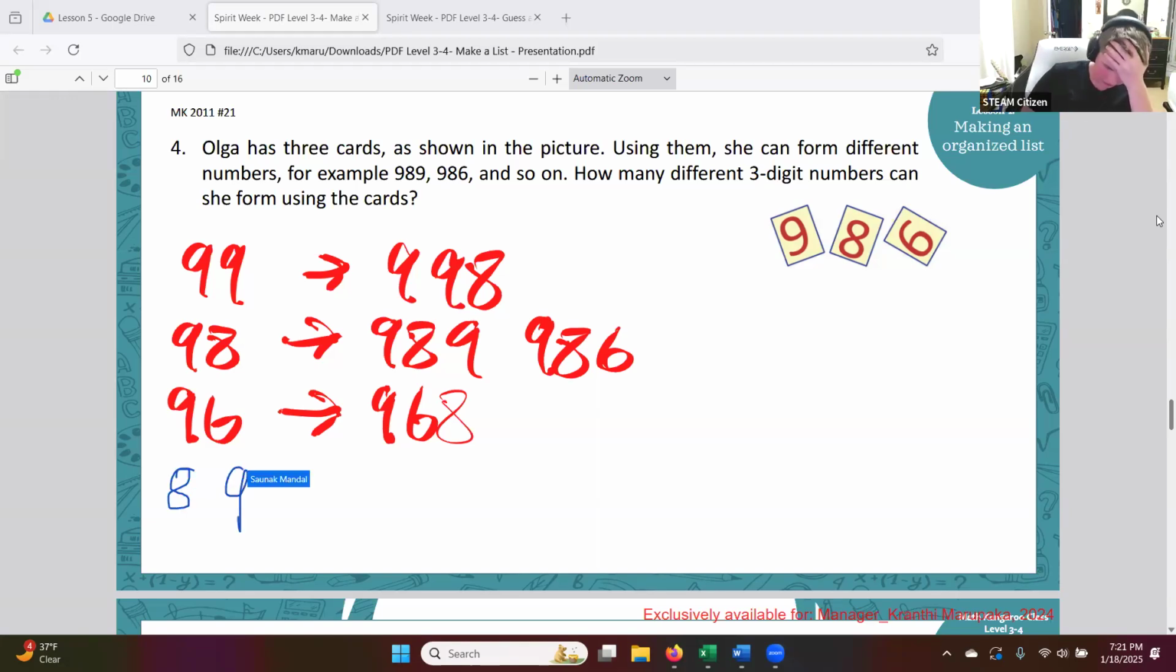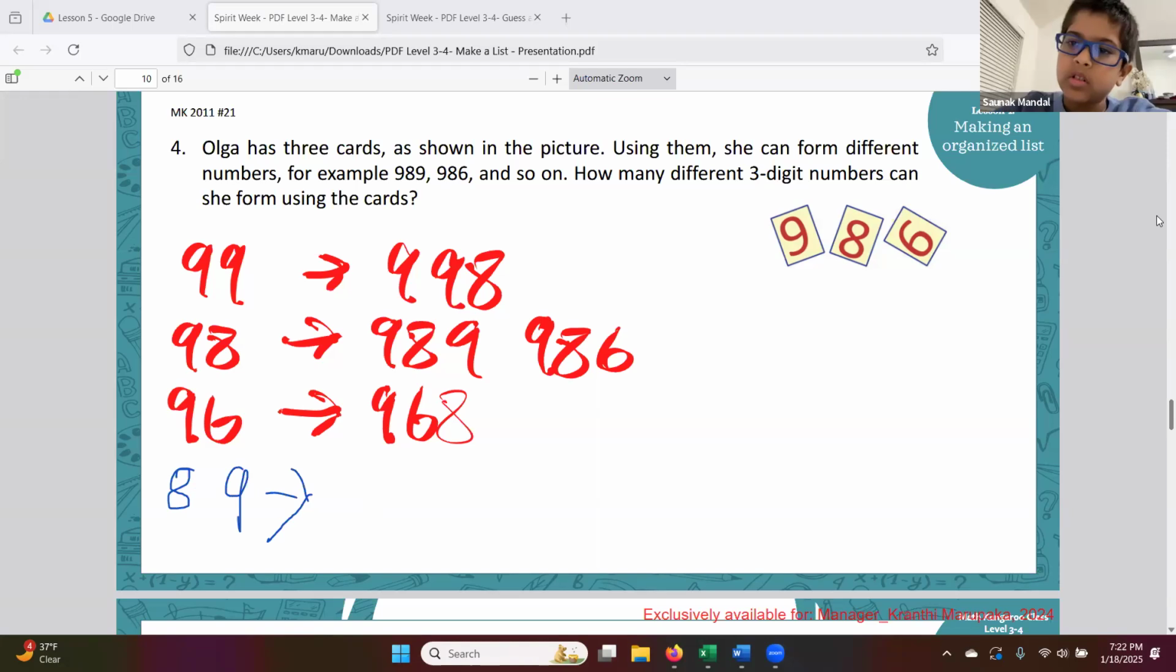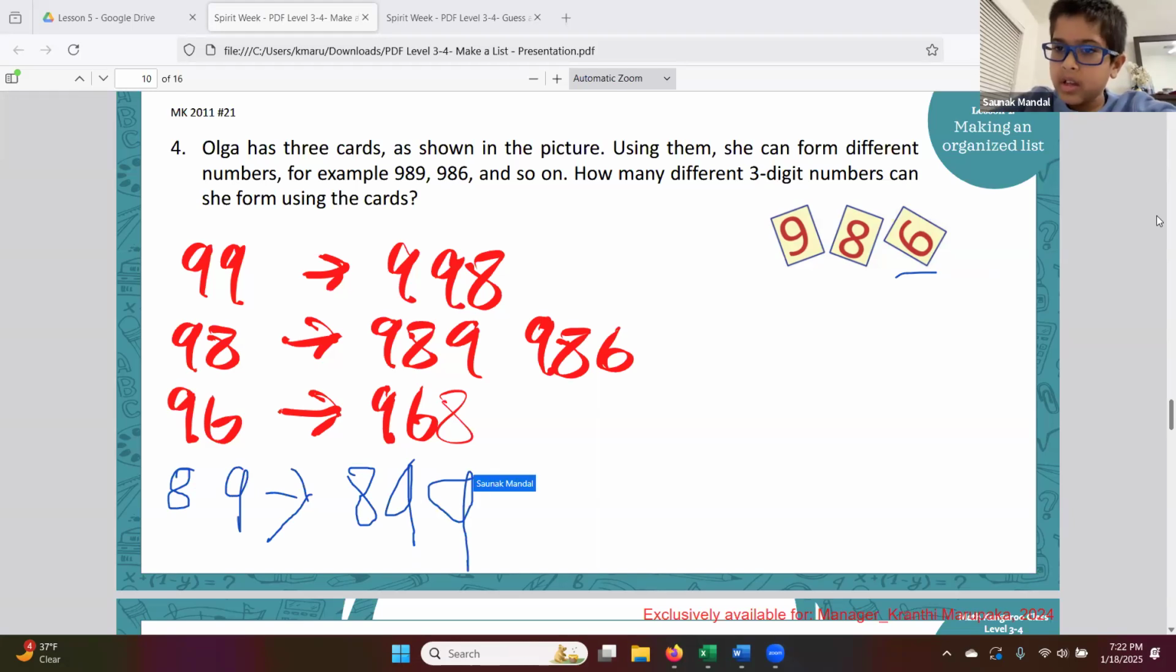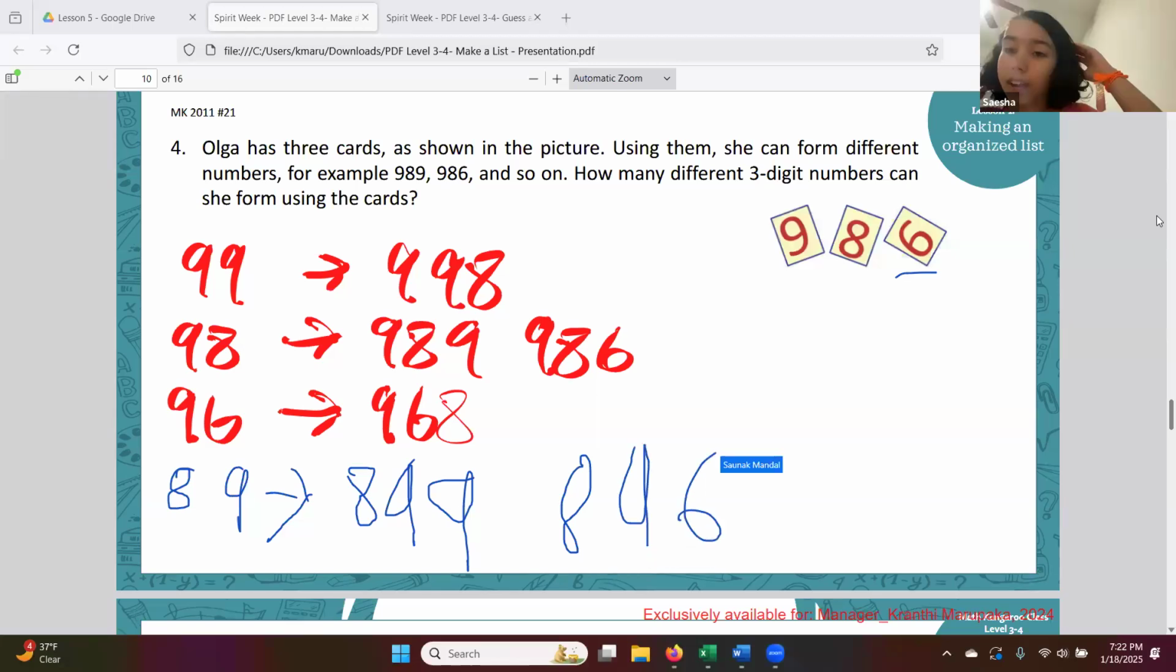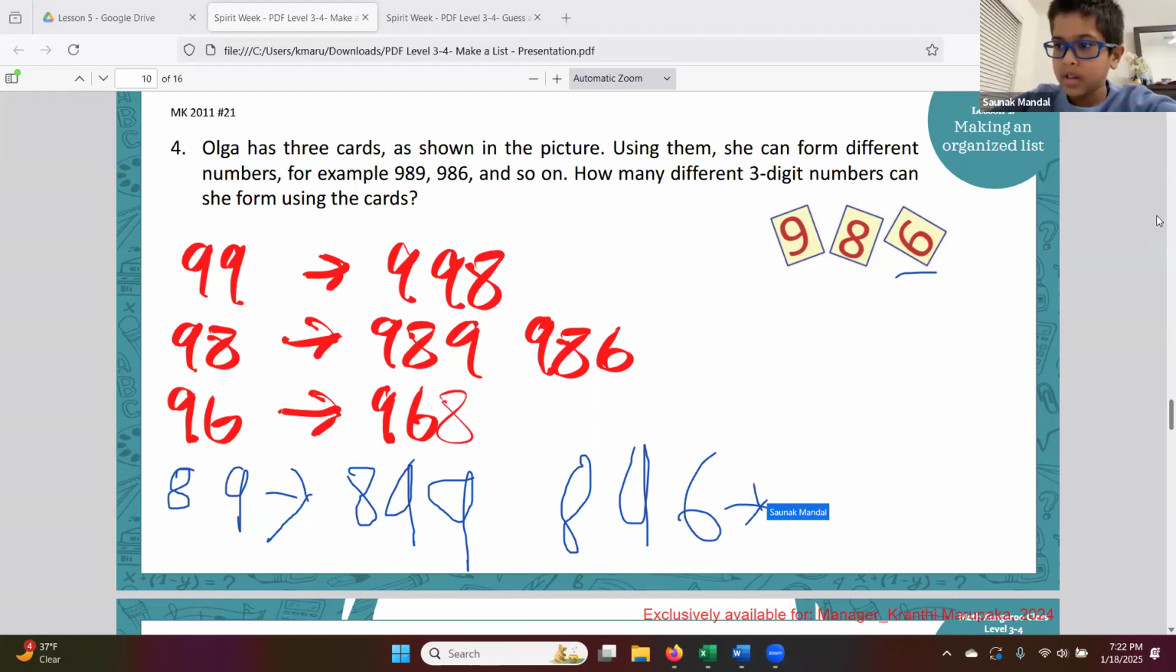So how many 3 digit numbers could you make with these restraints that start with 8 9? You could do 8 9, and you still have 1 card left, so you could do 8 9 9, or you can do 8 9, and you can flip the last digit and do 8 9 6. Right. So that would be 2 possibilities.